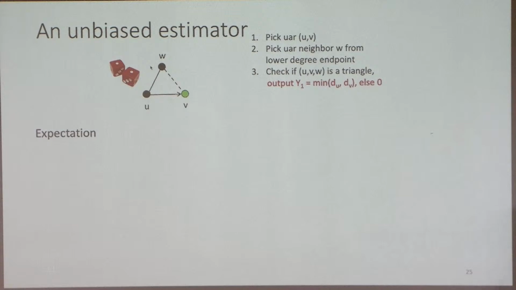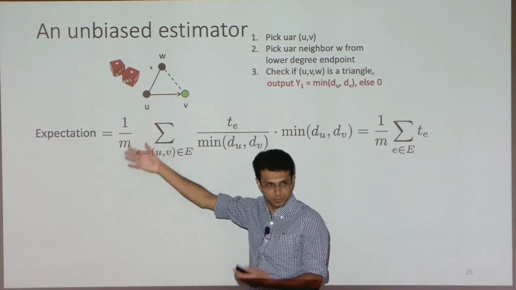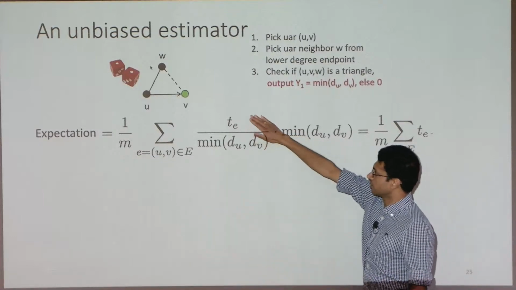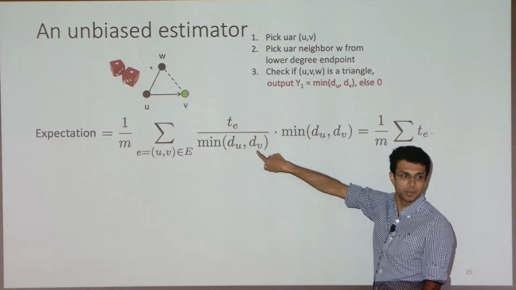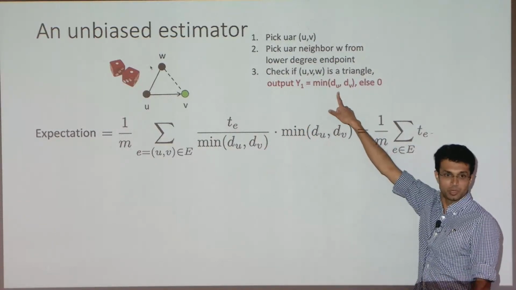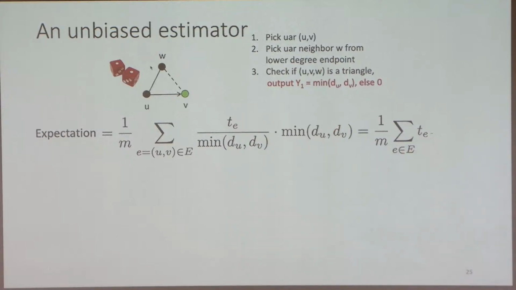And then now, you go through the work. The expectation is, again, 1 over M, I'm averaging over all edges, sum over each edge. The probability that I succeed is, as we discussed before, triangles divided by min d_U d_V. But I get to multiply by min d_U d_V because that's what I'm outputting. Lo and behold, these will cancel each other out, and then I end up with the average T_E, average triangles per edge. So this random variable is unbiased. It has the right expectation.